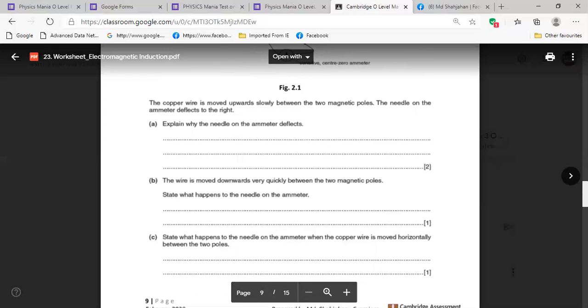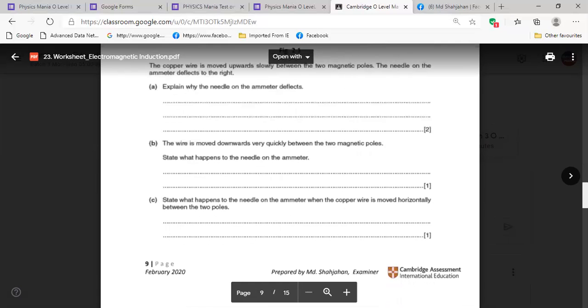If the movement is quick, then you are getting more induced EMF, right? More induced current. So then the movement of the needle will also be more. Is it clear? Yes, sir. Okay, then you write that point also, what I just told you. The needle will move more. Okay, then next, read it.